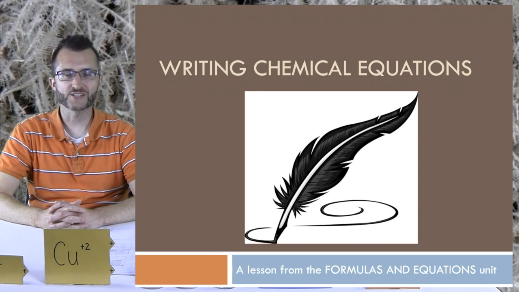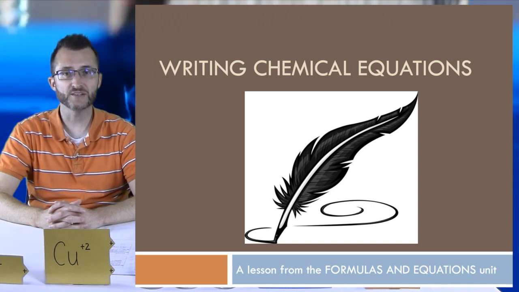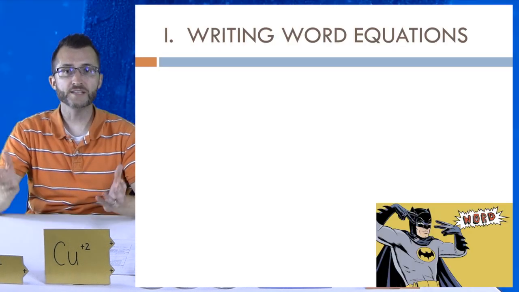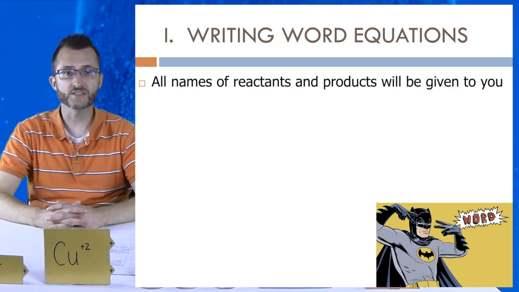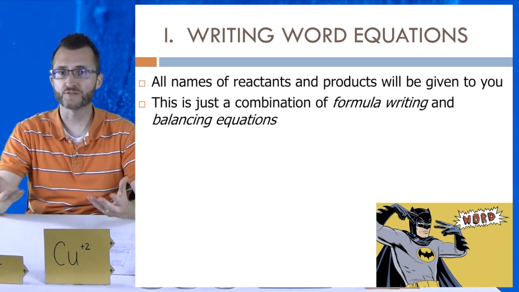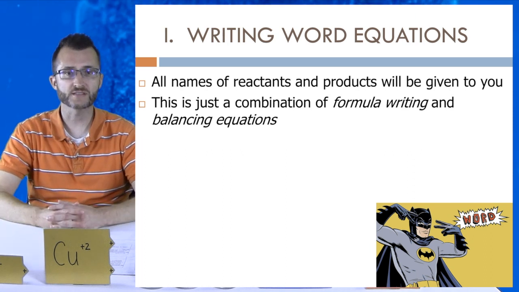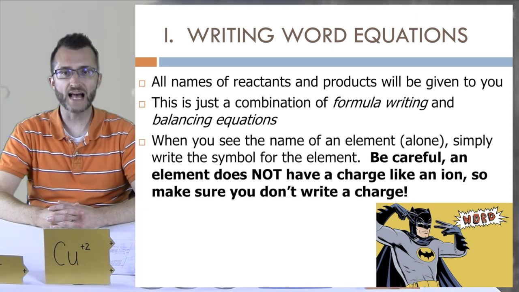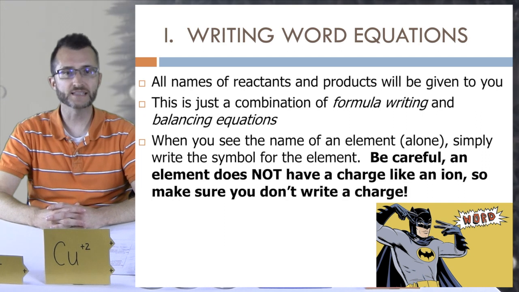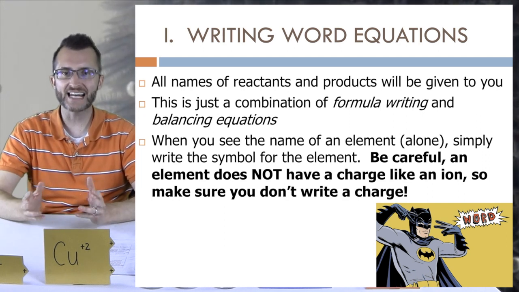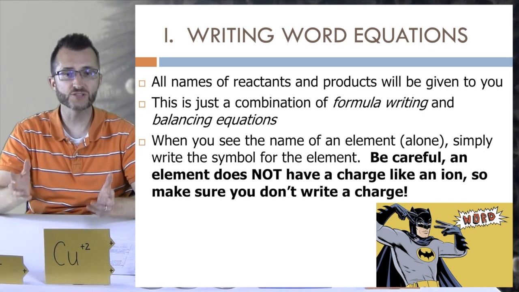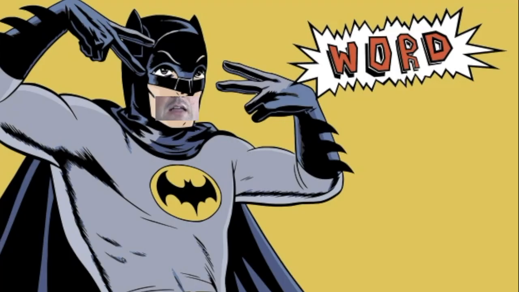Writing chemical equations, a lesson from the Formulas and Equations unit. Writing word equations. All names of reactants and products will be given to you. This is just a combination of formula writing and balancing equations. When you see the name of an element alone, simply write the symbol for the element. Be careful, an element does not have a charge like an ion, so make sure you don't write a charge. Elements don't have charges and are neutral!